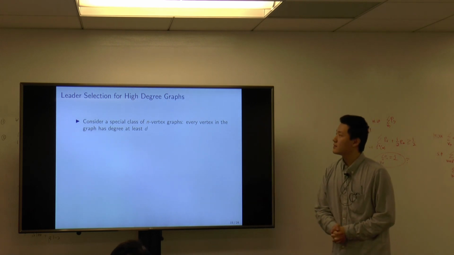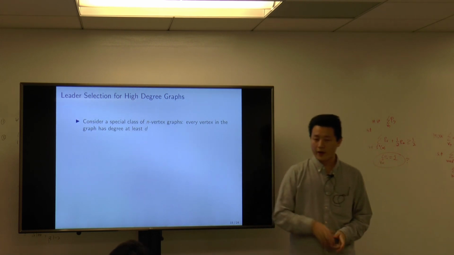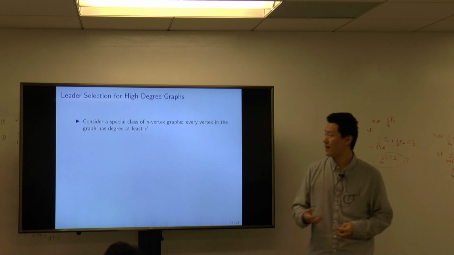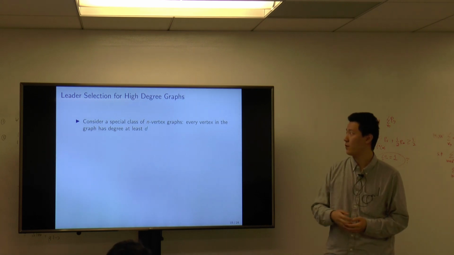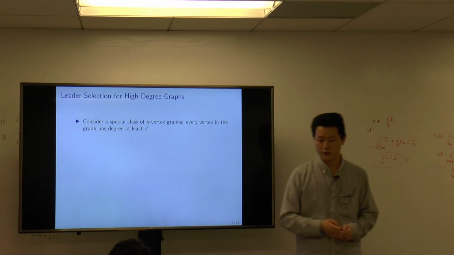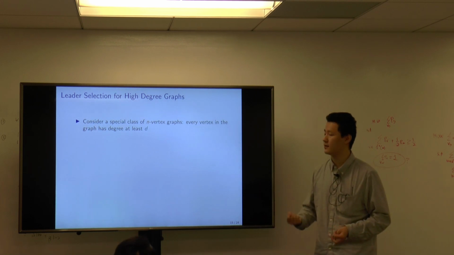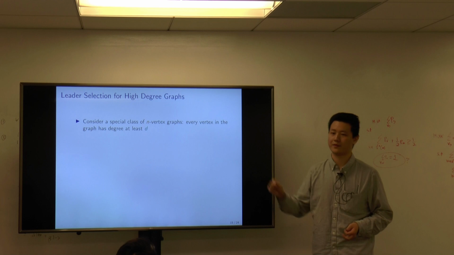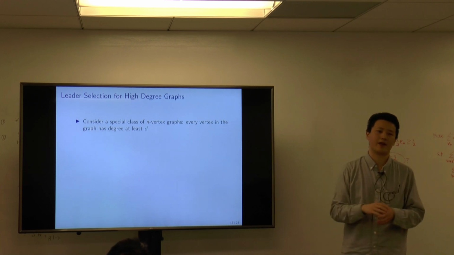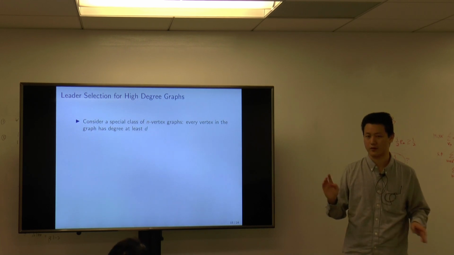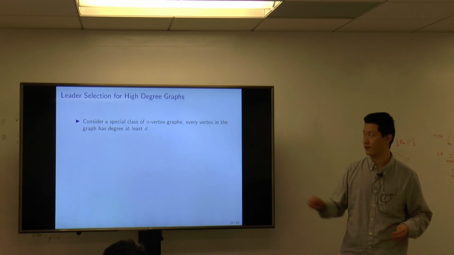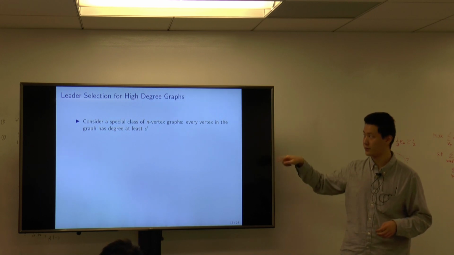Okay, so we can look at a special class of graphs. It's called a high degree graph. It's a graph with n vertices, and each vertex has a degree at least d. Here, d is just a parameter. It's just a threshold. It can be any value, like a constant or log n or poly, but it's just a parameter, and you can choose this parameter.